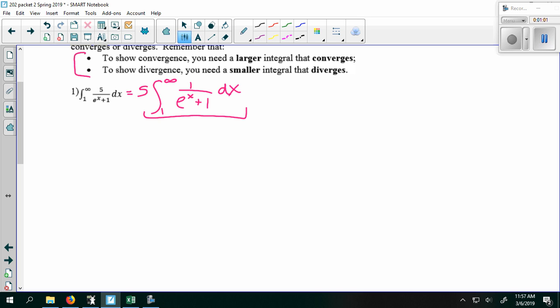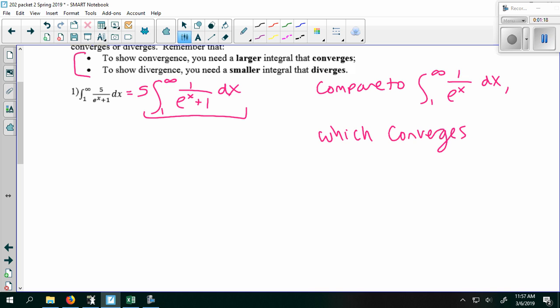Okay, so I'm going to compare to the integral from 1 to infinity of 1 over e to the x dx, which I know converges. You have earlier in the packet a list of integrals that are useful comparisons, and the integral from a positive number to infinity of 1 over e to the x dx is one of them, and we know it converges.